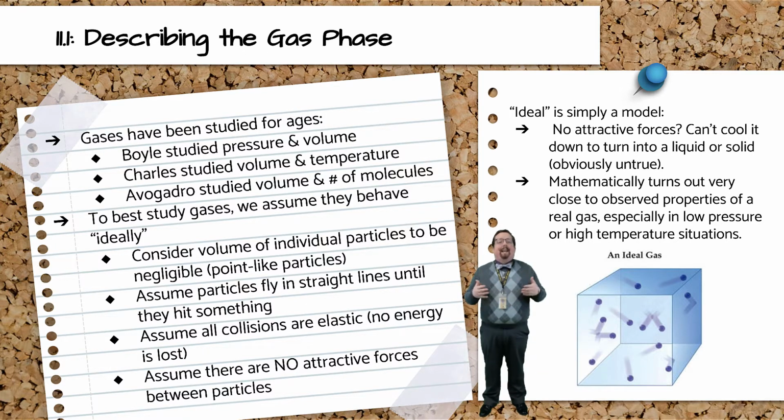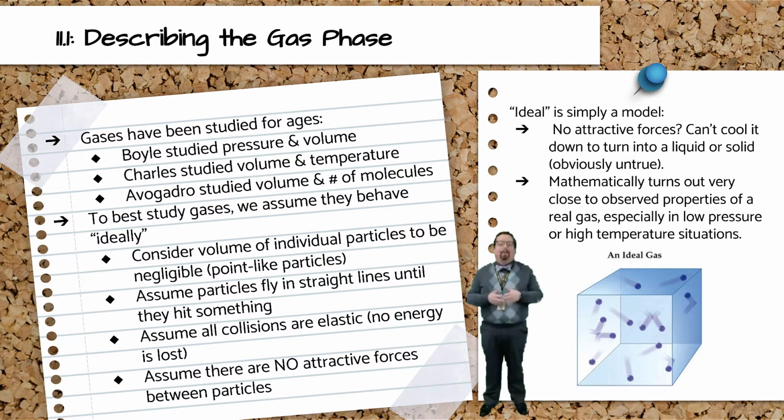In order to understand gases and approximate their properties mathematically, we have to get our headspace into a fictional world where gases behave ideally. For a gas to behave ideally, we have to assume that the particles of the gas have absolutely no volume, that they just exist as single points in space. We also have to assume that these particles fly around in straight lines until they collide with something, only changing directions upon collision. We also have to assume that all of the collisions of the particles are elastic, meaning that there's no energy lost through heat or work when the particles collide.